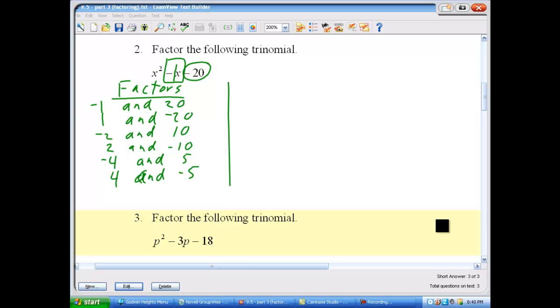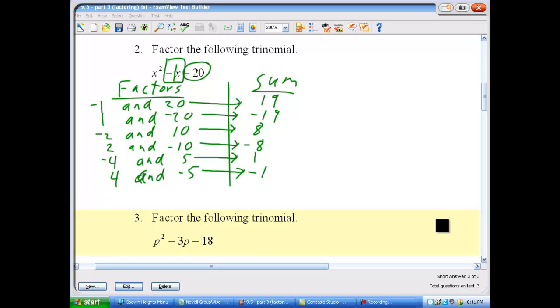What I have to do again is test and figure out the sums of all these combinations. If I add up negative 1 and 20, it's going to give me 19. If I take 1 and negative 20, add those together, it's going to give me negative 19. If I take negative 2 and 10, add them together, it's going to give me positive 8. If I take 2 and negative 10, it's going to give me negative 8. If I take negative 4 and 5, that's going to give me positive 1. If I take 4 and negative 5, it will give me negative 1. Remember that this negative 1 is what I'm looking for this sum to add up to. So it looks like 4 and negative 5 is my correct combination.